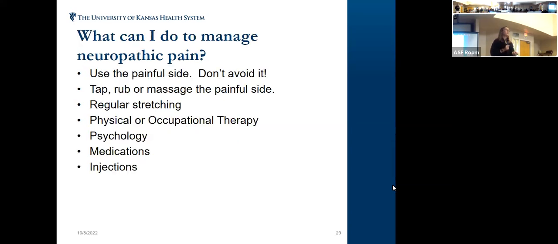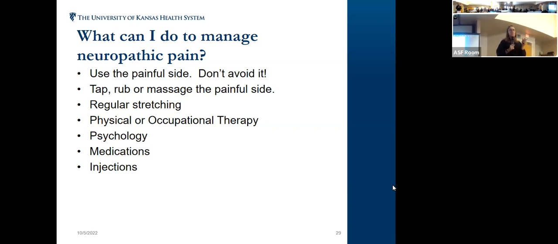So managing neuropathic pain is very similar, in fact identical, to complex regional pain syndrome, because they're both versions of nerve pain. So again, you want to use the painful side. Don't avoid it, don't leave it alone. You actually want to force yourself to use it. You want to tap, rub, and massage the painful side, gently at first, but then hopefully over time you can tolerate more of an actual massage.